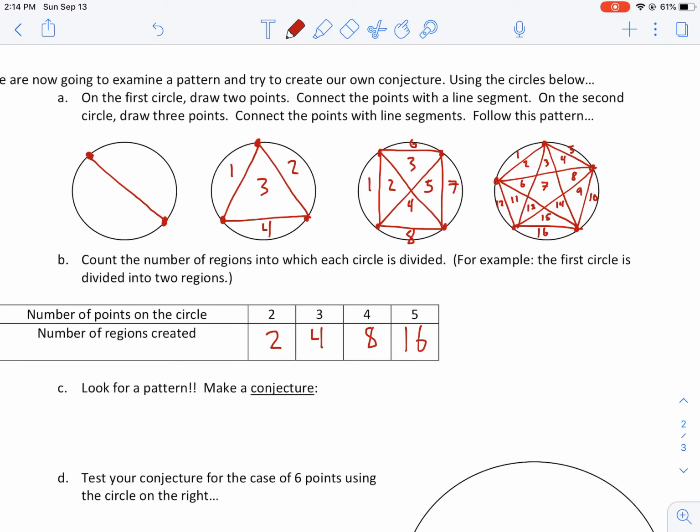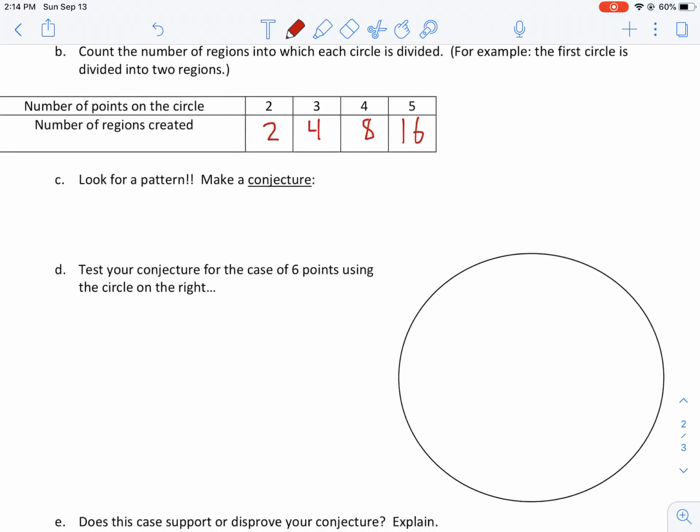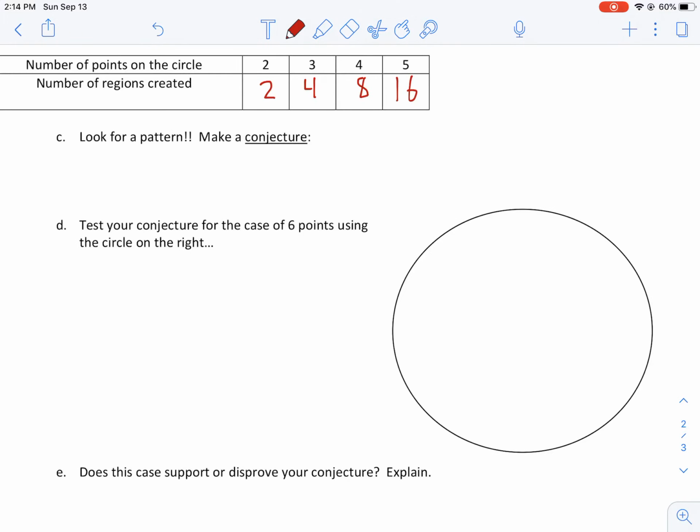So I want you guys to look at what we just did there. Look for a pattern, and I want you to make a conjecture. A conjecture is a statement that you think is true based on the evidence that you have. So I want you guys to go ahead and pause the video and do that now. Okay, so hopefully you've got a conjecture written. Now the next thing that you're going to do is test your conjecture.